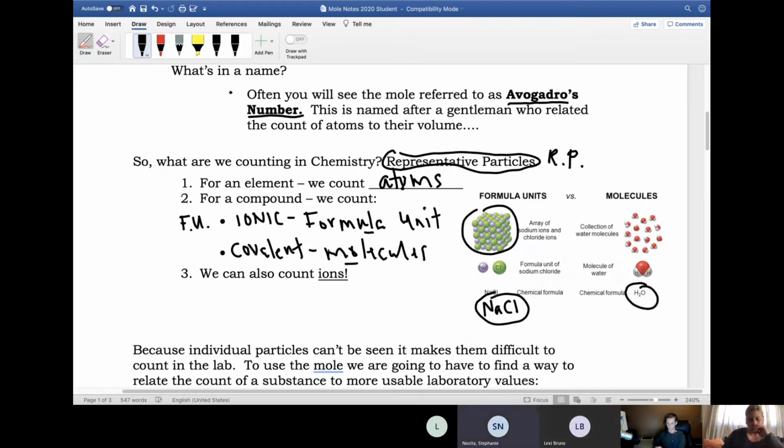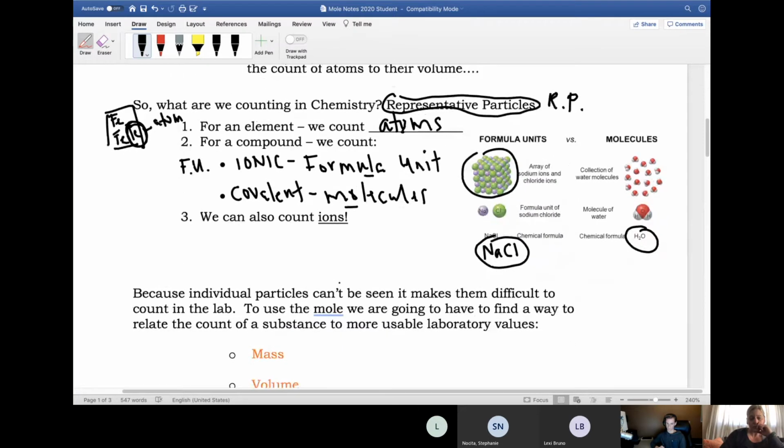For example, for an element, if I have a sample of iron, that sample of iron is going to be made of a whole bunch of iron atoms. One of those iron atoms would be a representative particle of iron. And that's what we would be counting with Avogadro's number. So how many atoms are there in a sample? How many formula units are there in a sample? And how many molecules are there in a sample? We can also count ions.